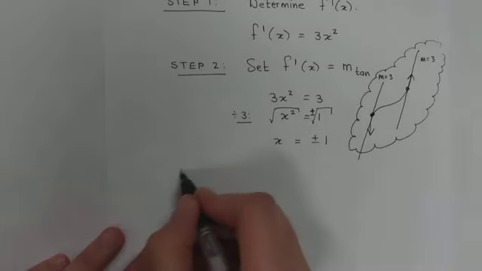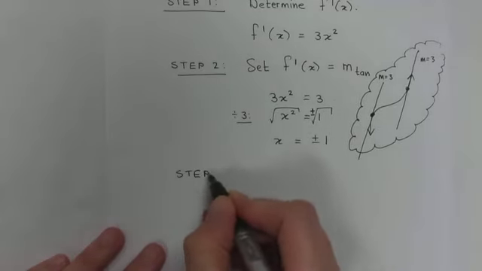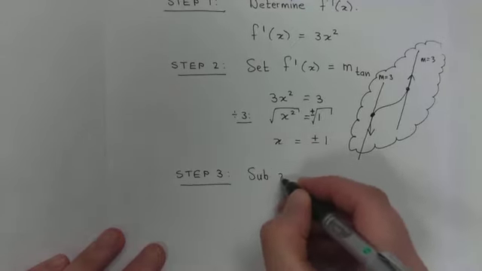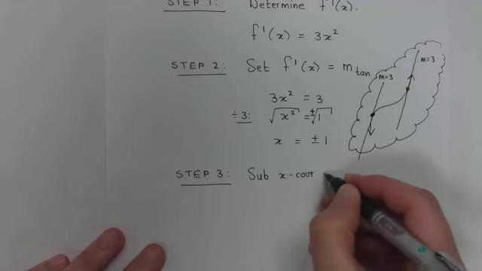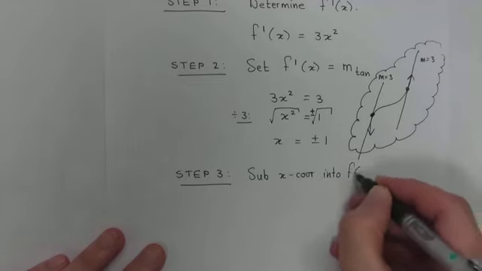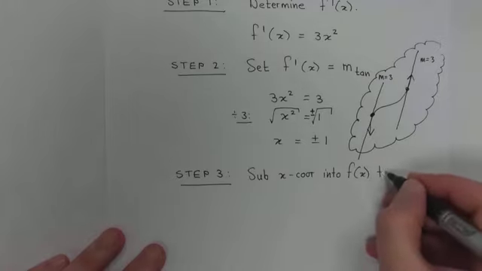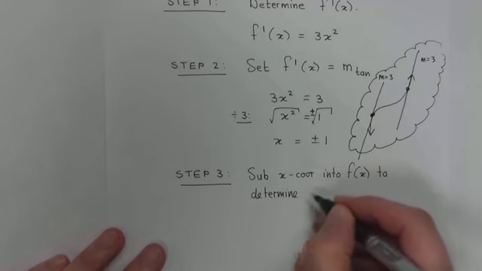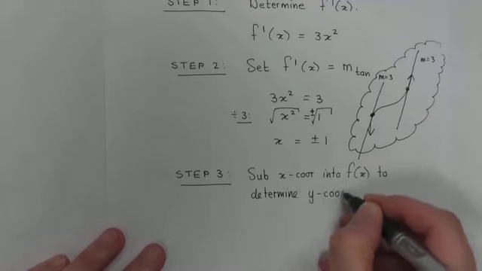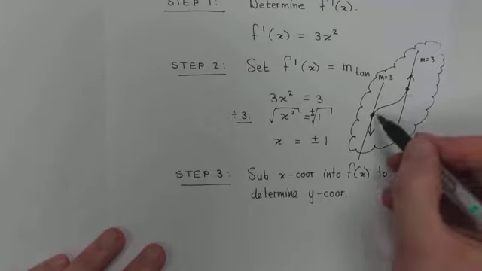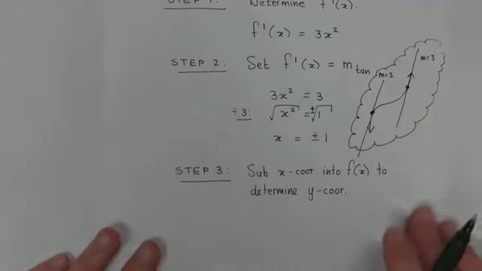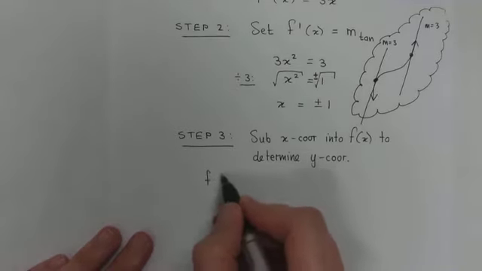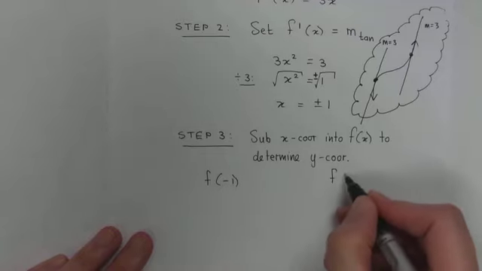So, step 3, luckily for us, is the same as the previous example, which is substitute the x coordinate into f(x) to get the y coordinate. And now we're just going to have to do that twice, because there are going to be 2 points, so there are going to be 2 y coordinates, so there are going to be 2 lines. So sub the x coordinate into f(x) to determine the y coordinate. So I'm going to have to say it's the f of -1, and I'm also going to have to say it's the f of +1.